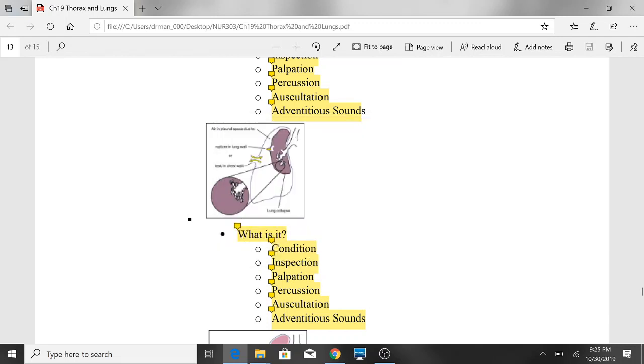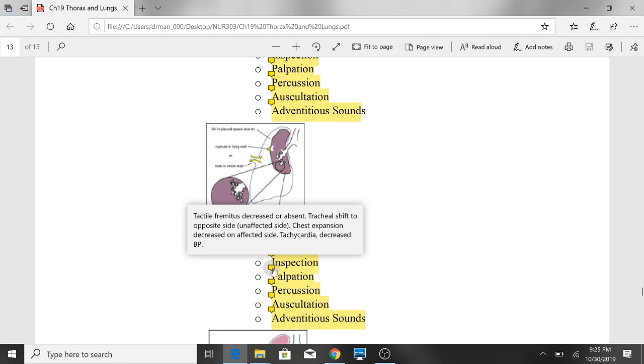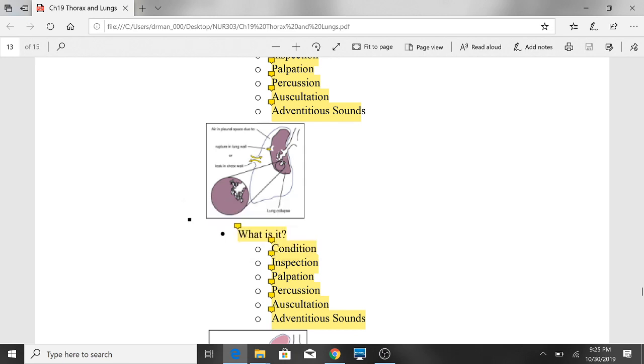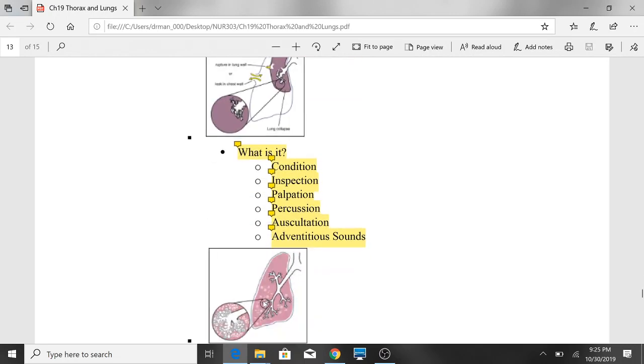What do we expect with pneumothorax? Unequal chest expansion, and if large, tachypnea, cyanosis, apprehension, bulging interspaces. When we palpate pneumothorax, tactile fremitus is decreased or absent, tracheal shift to the opposite side, chest expansion decreased on the affected side, tachycardia. When we percuss pneumothorax, hyperresonant. When we auscultate, breath sounds decreased or absent, voice sounds absent or decreased. Any adventitious sounds? No.